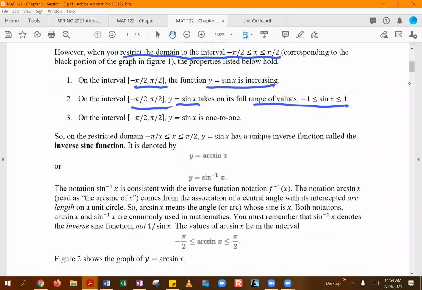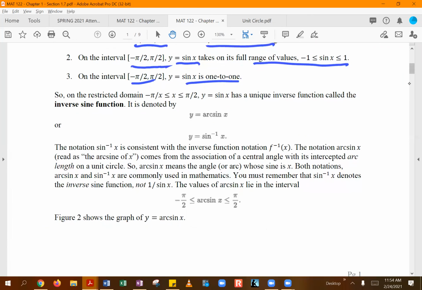And since it's passing the horizontal line test in that interval, we can say our sine function is one-to-one. So that means with these restrictions on the domain, I can actually have an inverse sine function, and you can write it as arc sine, or you can use the inverse notation, which looks like an exponent of -1. So arc sine or sine inverse are the same thing. It just depends on how you want to write it out.